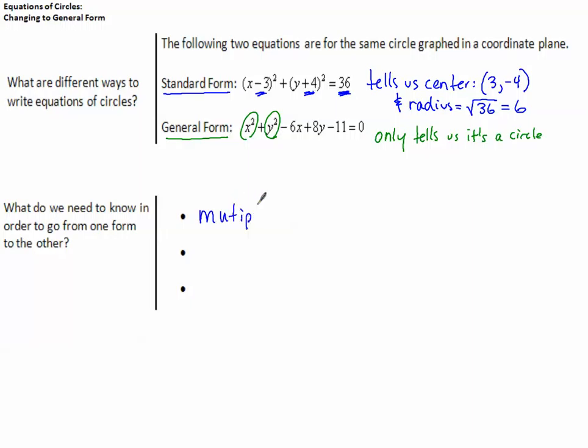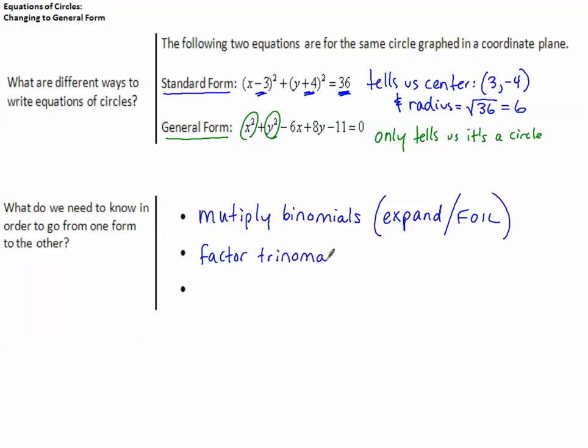Multiply binomials. Multiplying binomials means expand them. FOIL, we have to be able to do that. We have to be able to factor the trinomials. Now, multiplying binomials, remember the prefix bi means 2, the prefix tri means 3. So we go from a binomial like x minus 3 to a trinomial, 3 terms. We'll look at those soon.